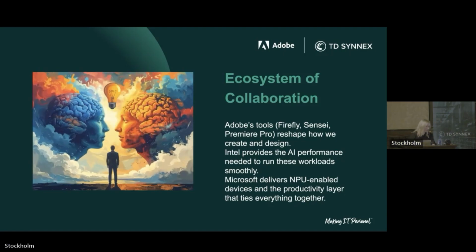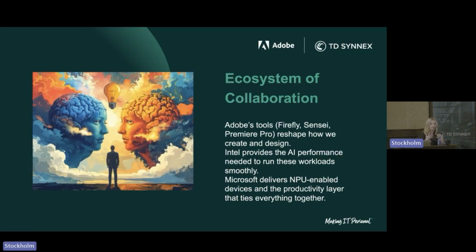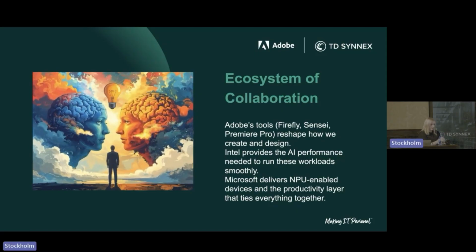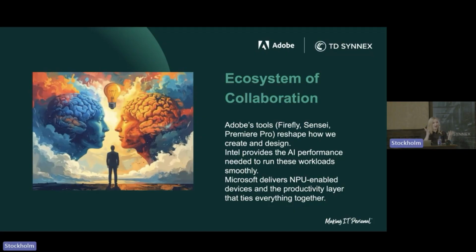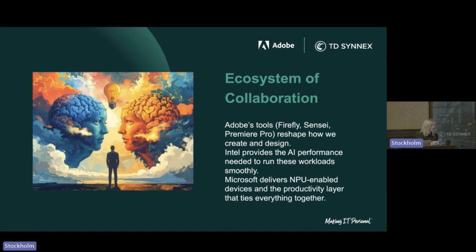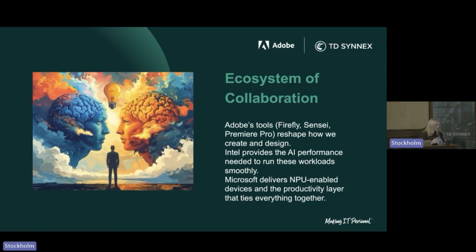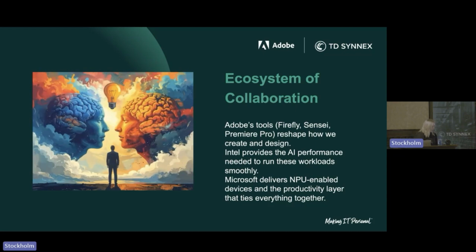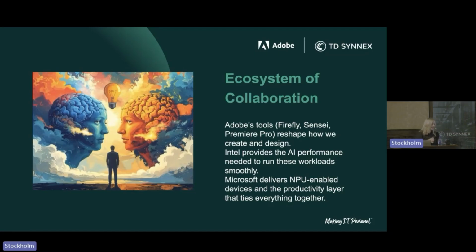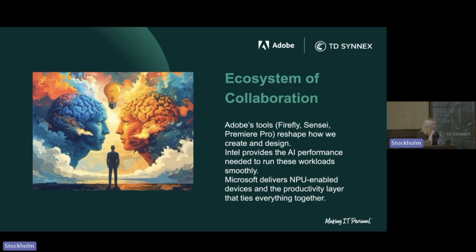So when we look at the ecosystem of collaboration, obviously collaboration being a key word that we use a lot within Adobe. Adobe, Intel, and Microsoft form the Gen AI powerhouse team when we're talking about collaboration. Creativity, performance, and productivity all in harmony. So how does this all fit together? Safe to say no renaissance ever happened alone. It takes ecosystems, and this new AI renaissance is no different.